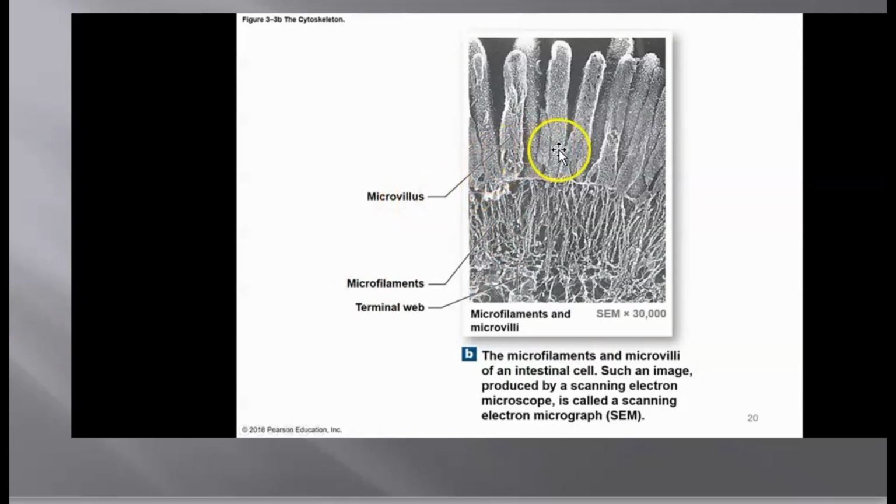Microvilli, if you use an electron microscope to scan them properly, this is how they will appear. And this appearance you are seeing is how it is in the cell. At this region we call it microfilaments.